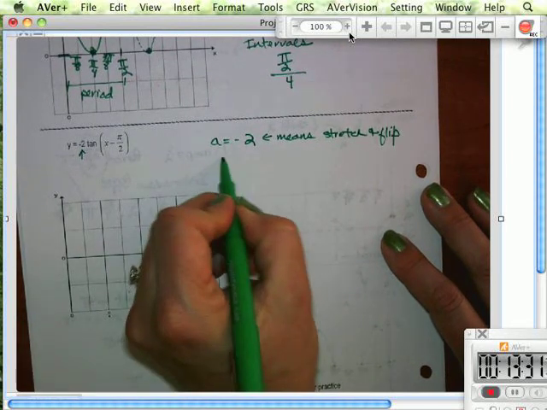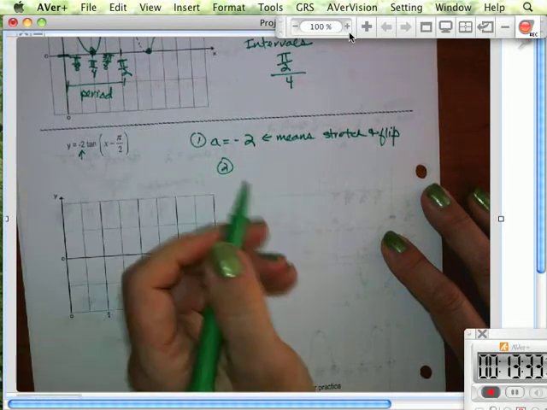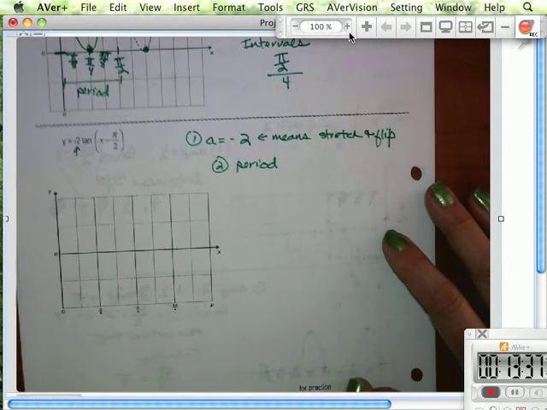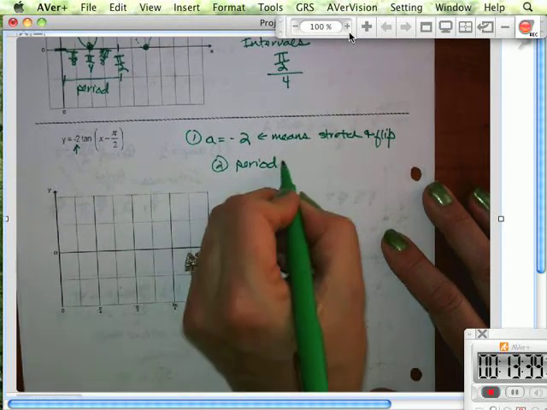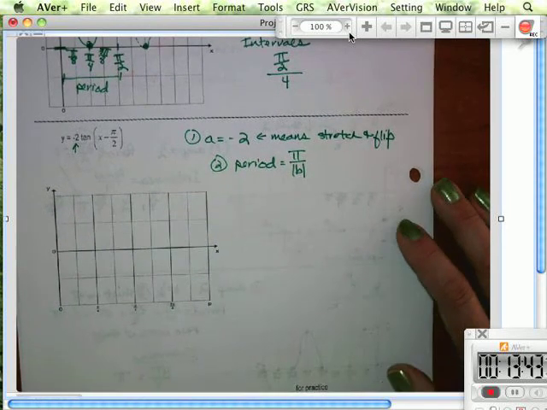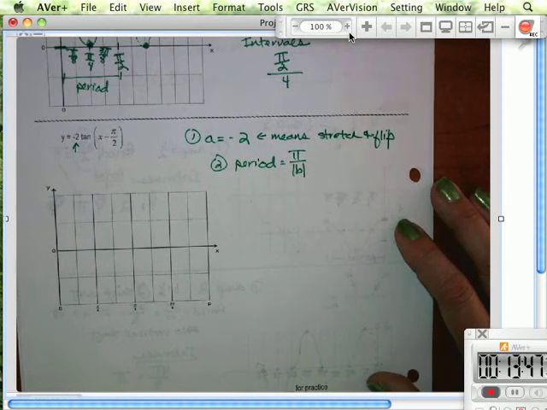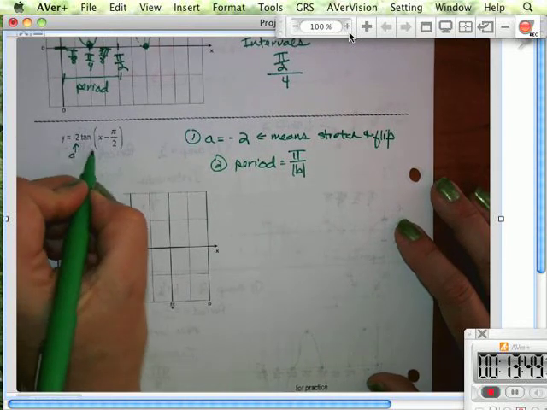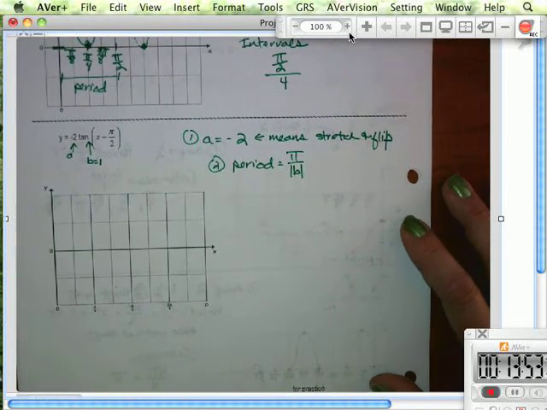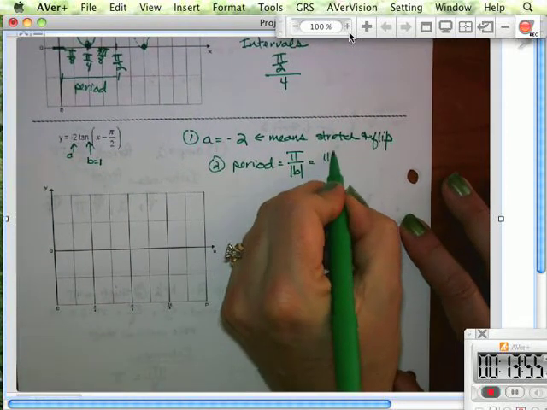Two, the period. Remember, for tangent, what is our period for tangent? Pi over what? B. It's actually the absolute value of B. But what is our B in this equation? Right, our B is equal to 1 in this equation. So our period is pi over 1, which is pi.